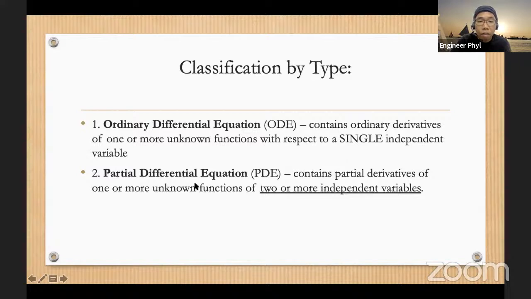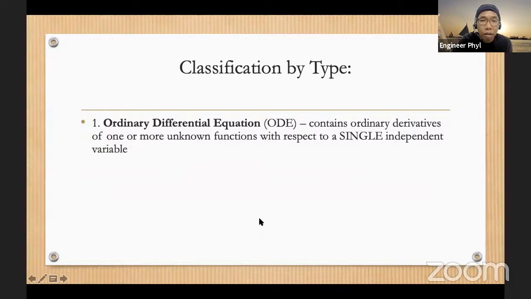Now, a partial differential equation contains partial derivatives of one or more unknown functions of two or more independent variables. So take note: for an ODE, the unknown function depends on only one, a single, independent variable, while for a partial differential equation, it has two or more independent variables.